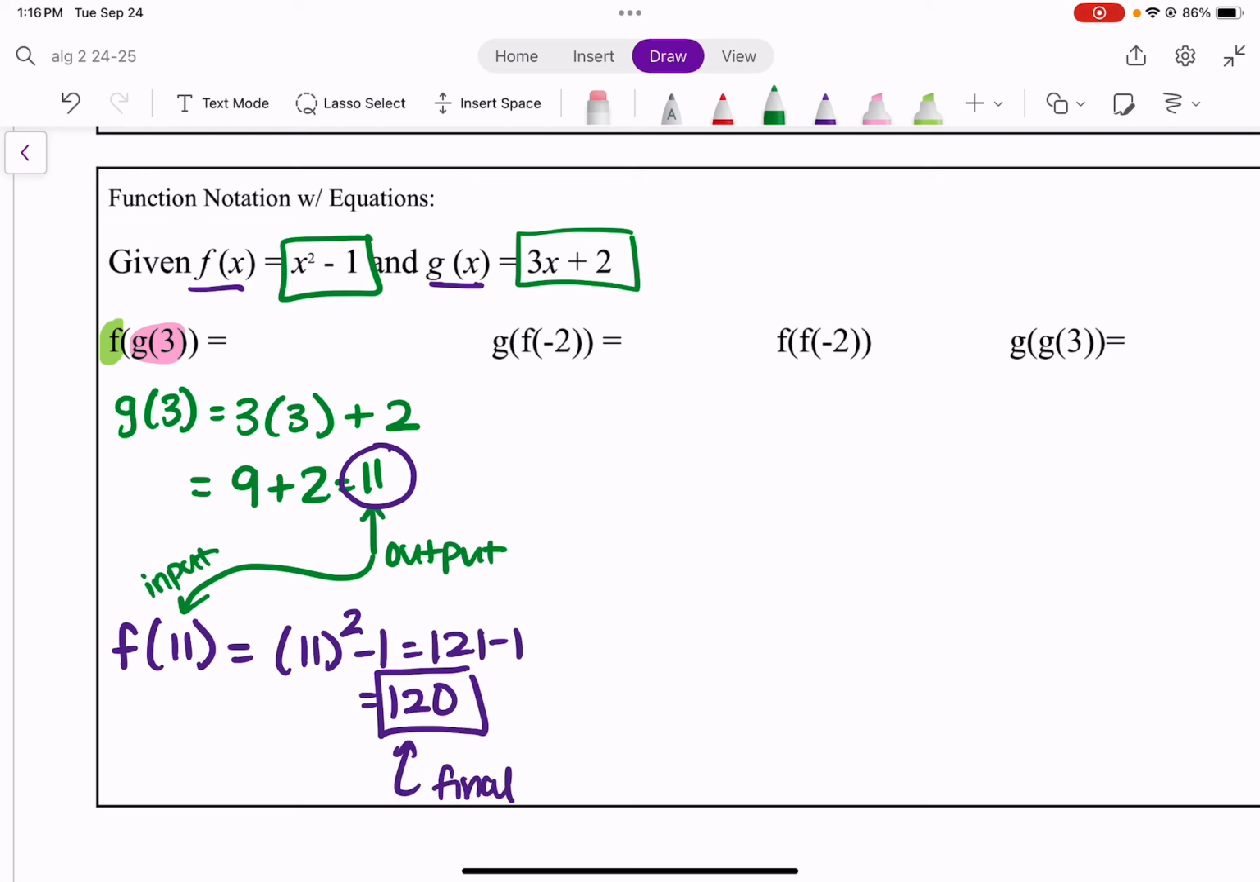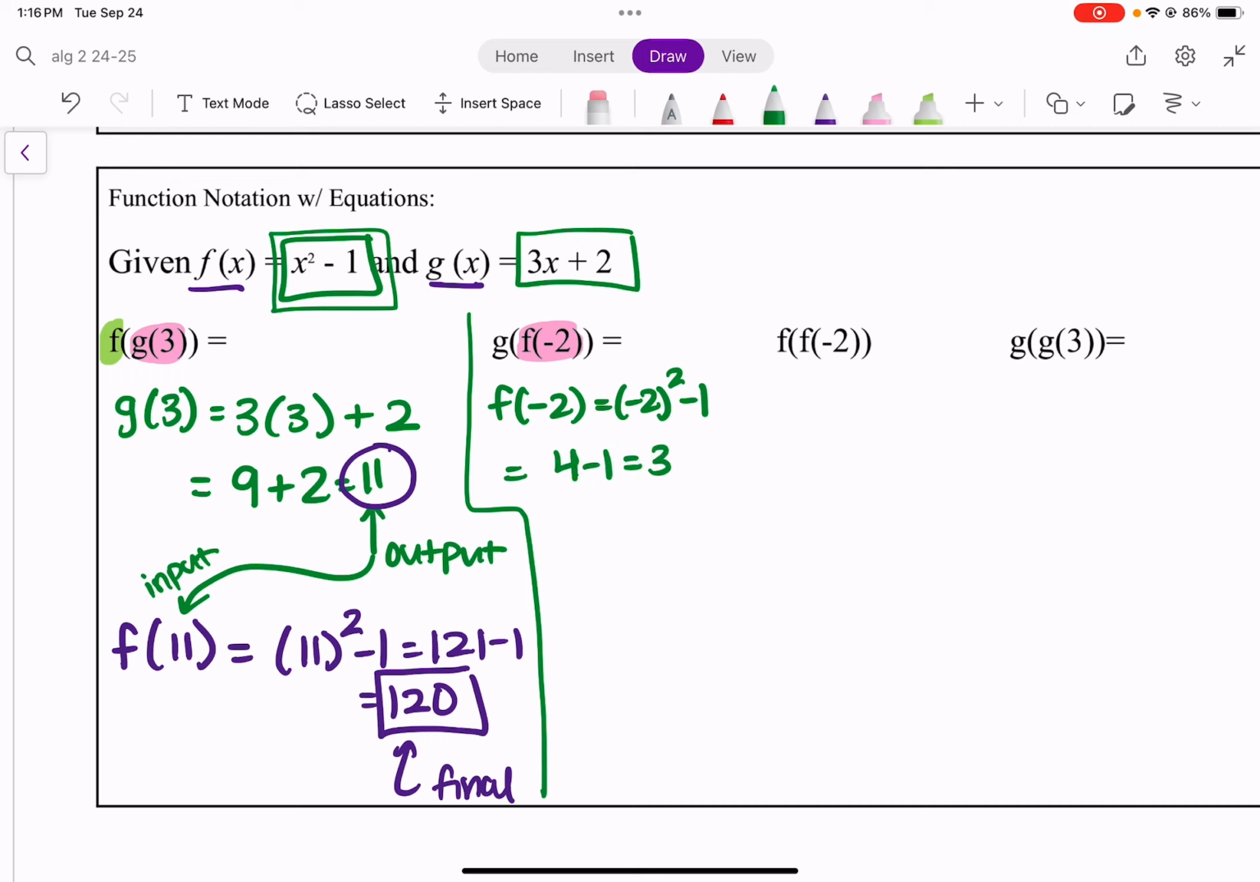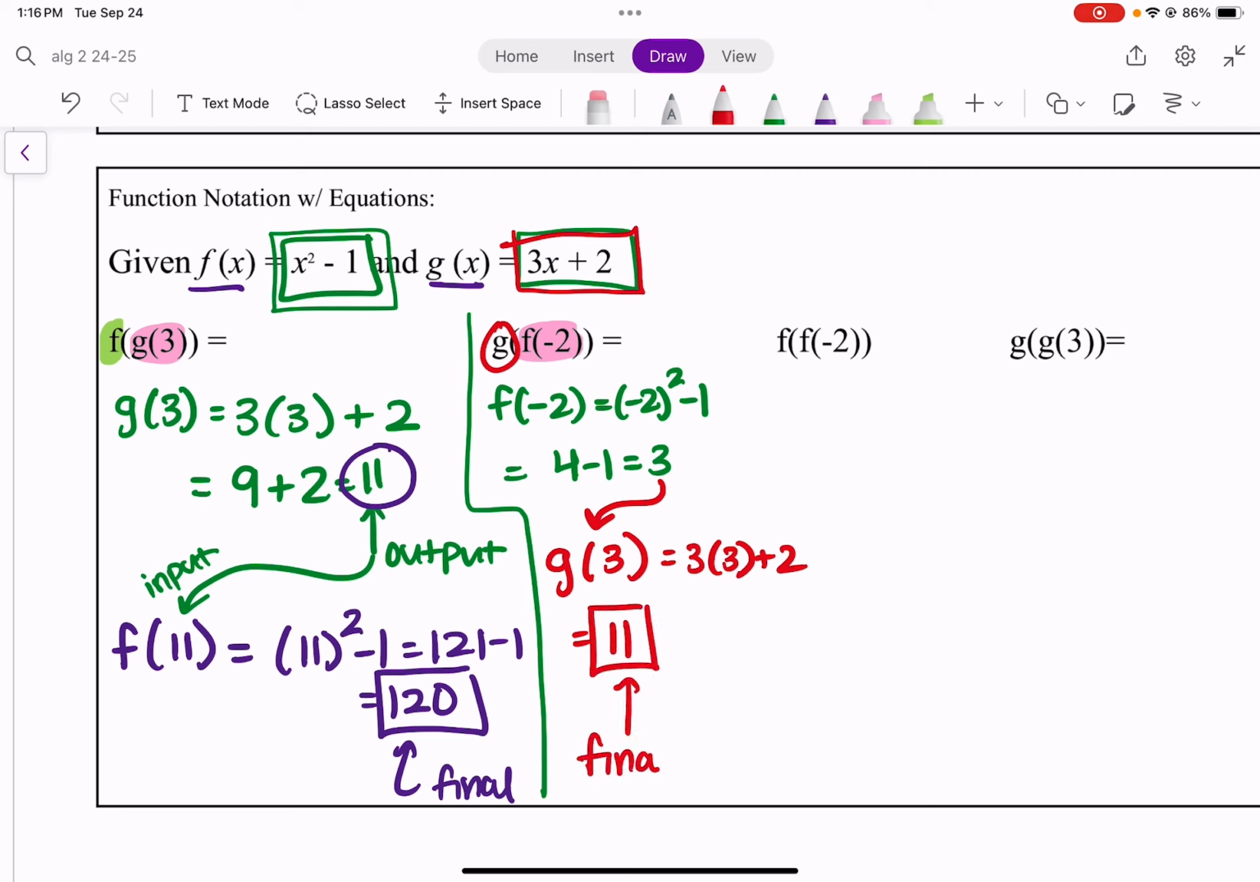Okay, so let's try another one. So again, we're starting with the rightmost function, which is f of negative 2. So I'm going to first find f of negative 2. So again, I'm using f. So I'm going to have negative 2 squared minus 1, right? This is going to become 4 minus 1, which is 3. This is going to become my input for the next function. So I'm going to have g of 3, right? So I'm going to plug it into g now. So I have 3 times 3, that's going to give me 11. So this is my final answer.